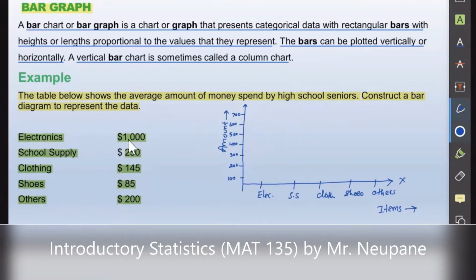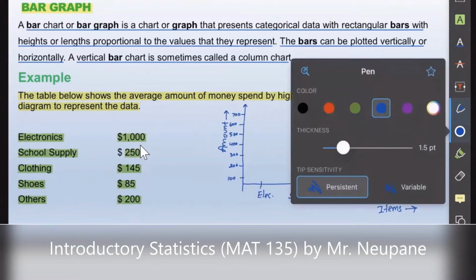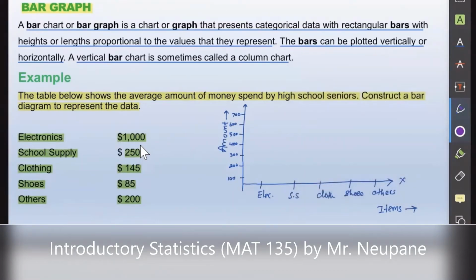Okay, first one is electronics. It is 1000. So what we'll do is we'll draw a bar of height 1000 around this electronics. So we'll go up like this. Maybe 1000 is up to there. So this represents the electronics, and the total cost for this one is 1000. You can write that 1000 on top of that.